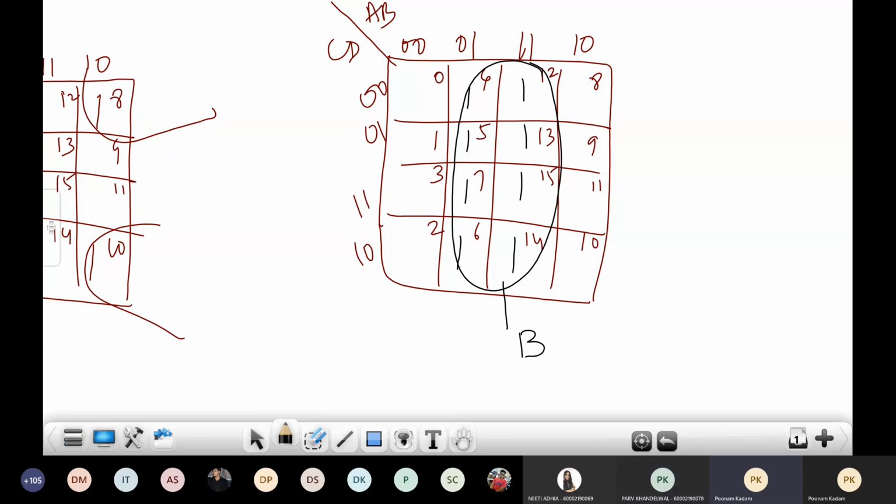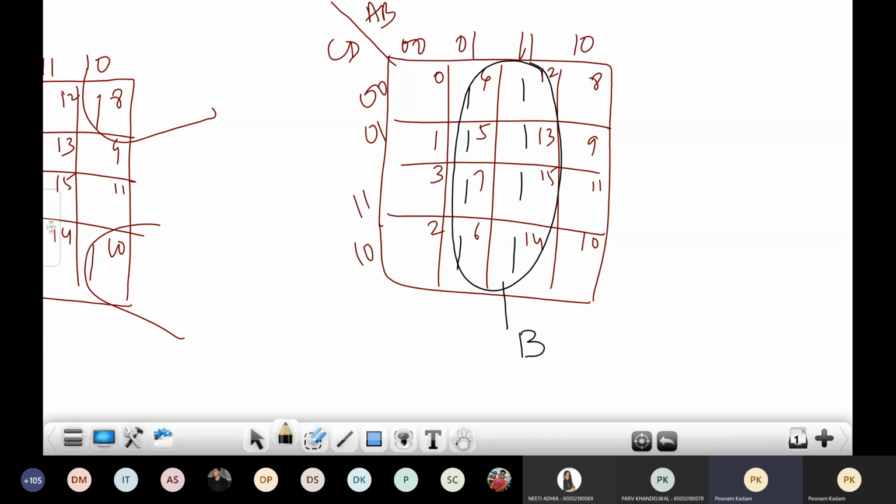What if one is present in all the cells? If 1 is present in all 16 cells, then you can make a larger group of all 16 cells, and the resulting product term is 1. You get a constant 1, a fixed value 1. Am I clear to all of you? Yes, ma'am. So I hope it is clear.